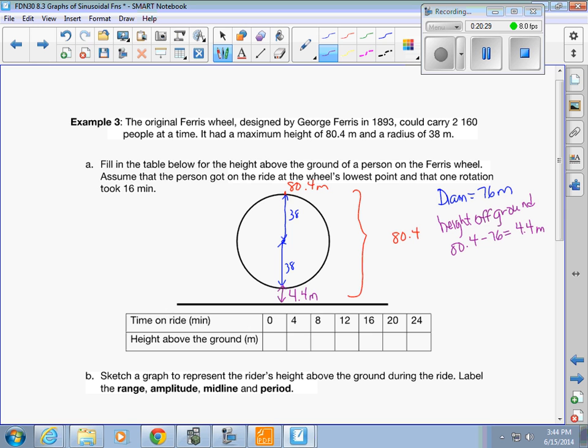So then starting at 0, we're starting right here, we are 4.4 meters off the ground. It took 16 minutes to go all the way around. So 4 minutes, 4 out of 16 is equal to 1/4. So then that's right here. So here we would be a height of the 38 plus the 4.4. So that's a height of 42.4 meters.